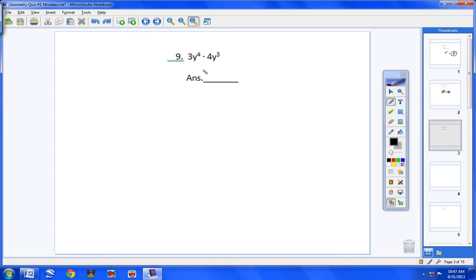Let's take a look at number 9. We're going to go ahead and multiply these two polynomials together. First of all, you multiply the coefficients. So 3 times 4 is 12. And then you add your exponents because they're both y's. Y to the 4th times y to the 3rd would give you y to the 7th. All right? Moving on to the next problem.